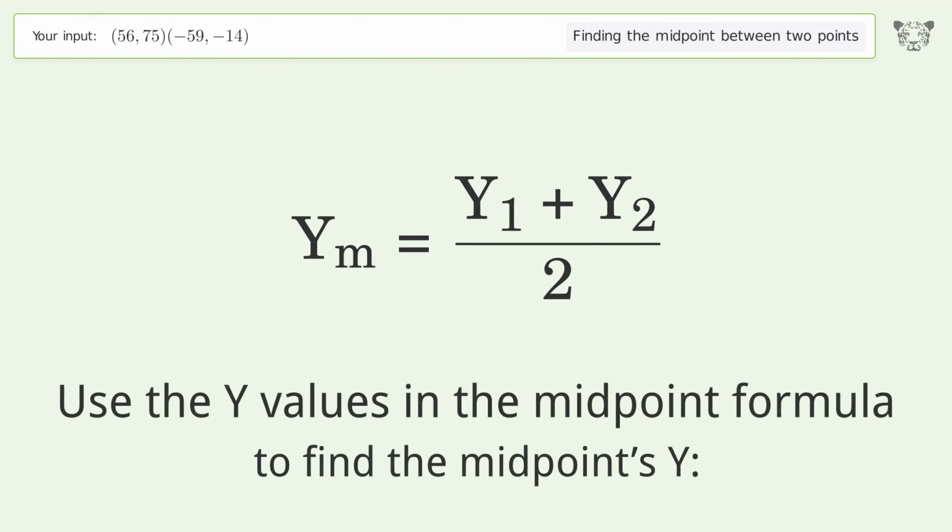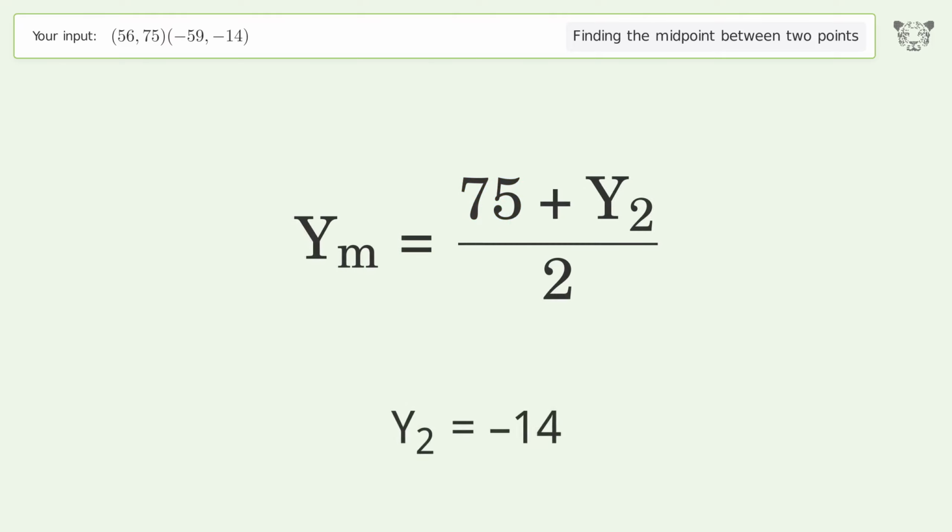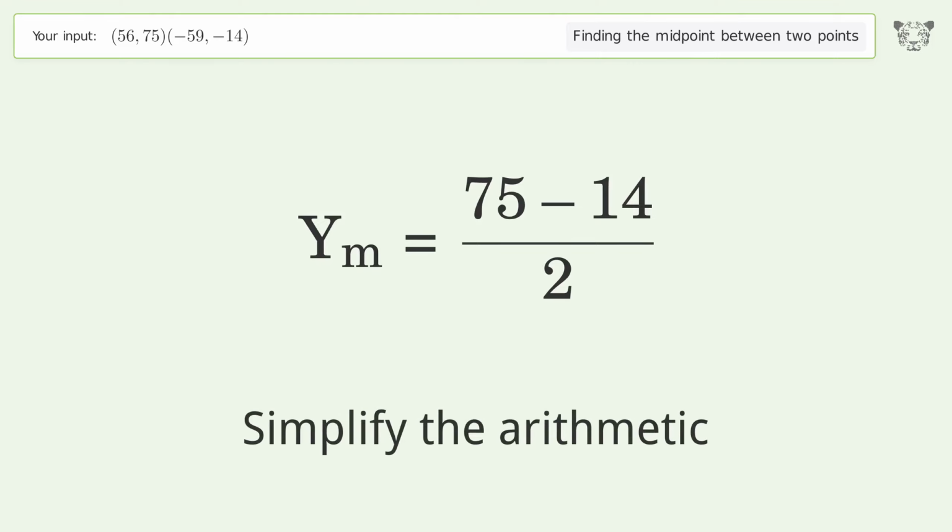Use the y values in the midpoint formula to find the midpoint's y. y1 equals 75. y2 equals negative 14. Simplify the arithmetic.